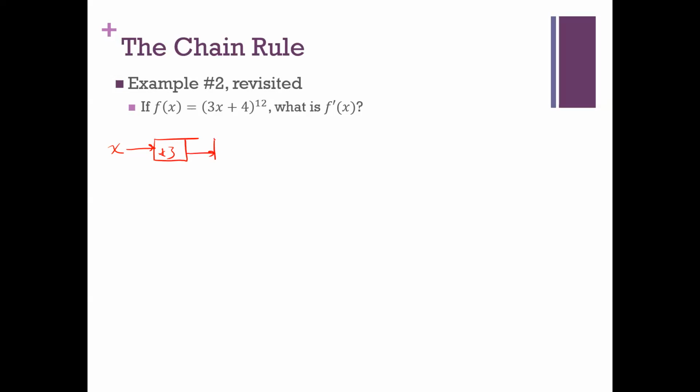After that, what would you do? I would add 4 to it. And then what? Right, so raise it to the power of 12. And then that's it. So basically this is your instructions for taking x and turning it into f of x.